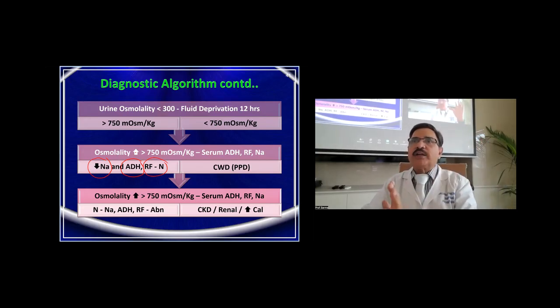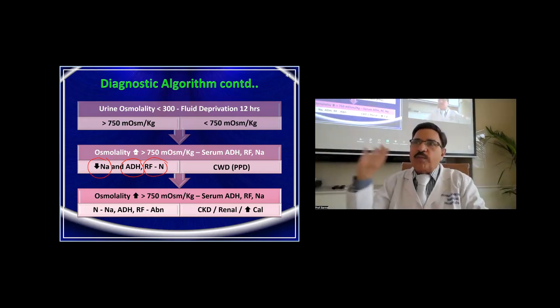I do not know whether it is kidney disease or CWD. I did serum sodium and then ADH, lower, ADH, lower. There is a dilutional hyponatremia. There is a reflex suppression of the ADH because of excess fluid intake. And I looked at the renal function and for hypercalcemia. I excluded those conditions and confirmed CWD.